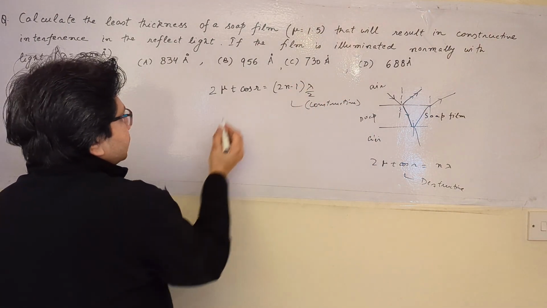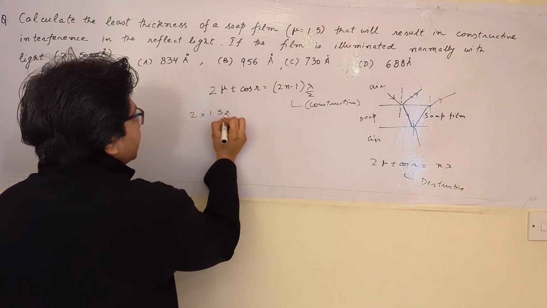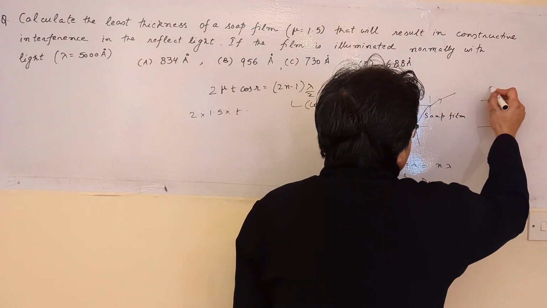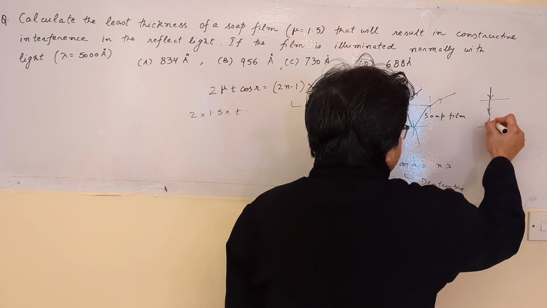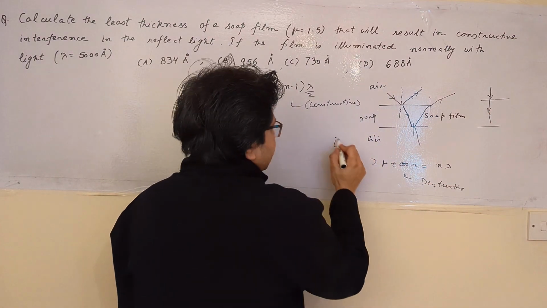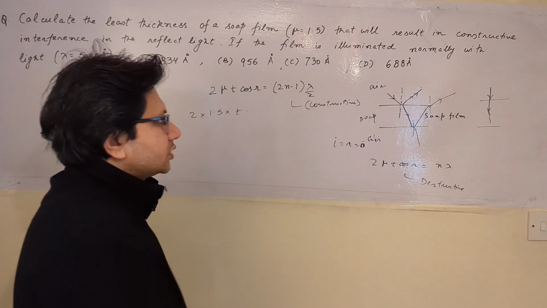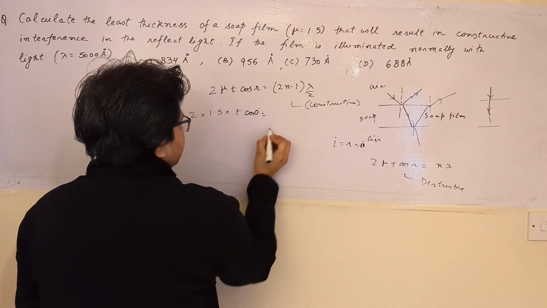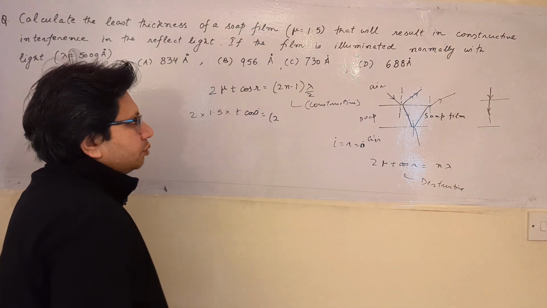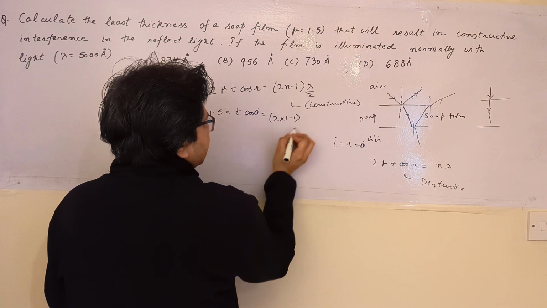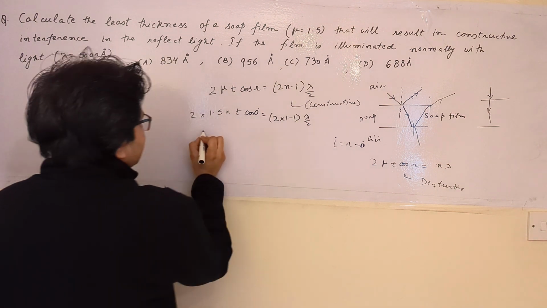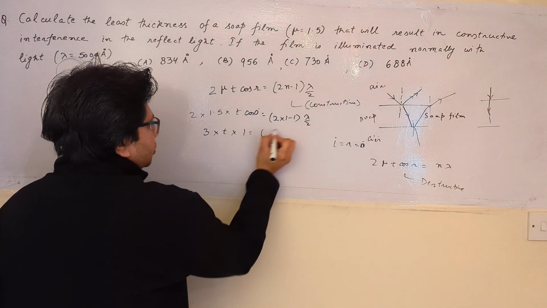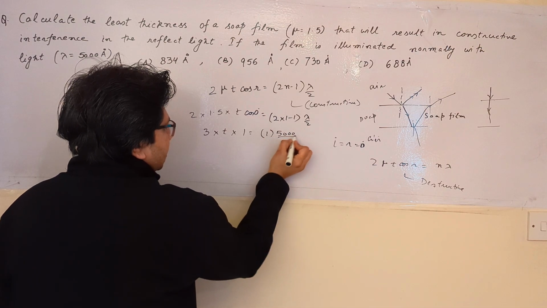Now putting the respective values: 2 into 1.5 into the thickness we have to calculate. For our given problem, the light is incident normally, that is i equals r equals 0 degrees. The angle of incidence as well as the angle of reflection are 0 degrees. So cos of 0 equals (2n minus 1) lambda by 2. For the minimum thickness, we take n equals 1. So 2 into 1.5 is basically 3, times the thickness. Cos 0 is 1, 2 minus 1 is 1, and lambda is given as 5000 upon 2.